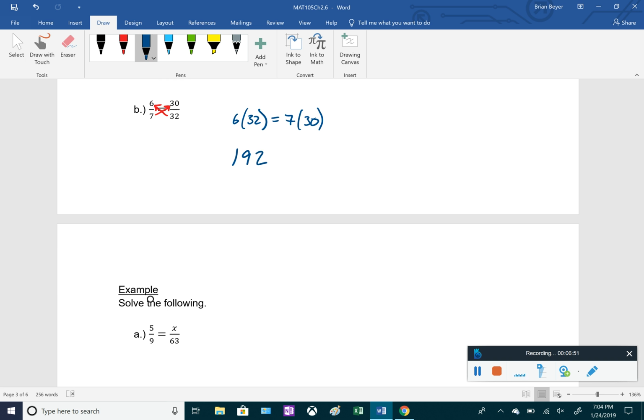And 7 times 30 is going to be 210. So that's obviously not true. 192 does not equal 210. So this original proportion is false.